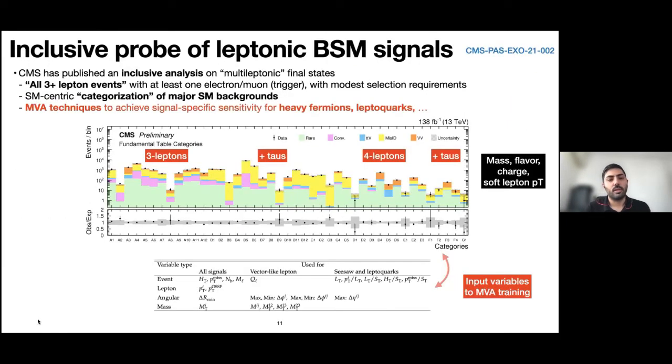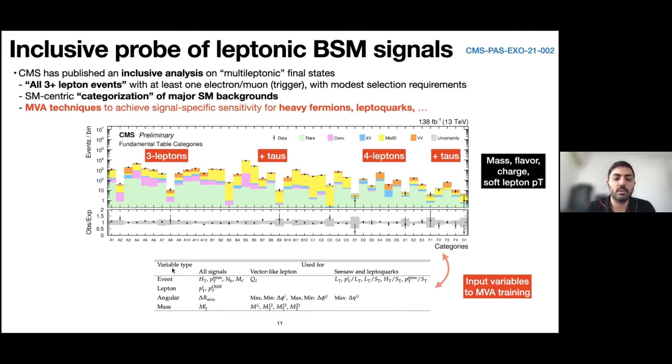Okay, before we go further, I want to take a one minute detour on an inclusive search from CMS on multi-leptonic signals. This is the search given here, EXO-21-002. This is a search that categorizes the entire three-plus lepton landscape with somewhat standard selection requirements. You can see on this histogram that there are many, many bins ranging from three leptons to four leptons, with and without taus. The search then uses MVA techniques to achieve signal-specific sensitivity for heavy fermions, which is why I'm introducing it right now, and also later for leptoquarks.